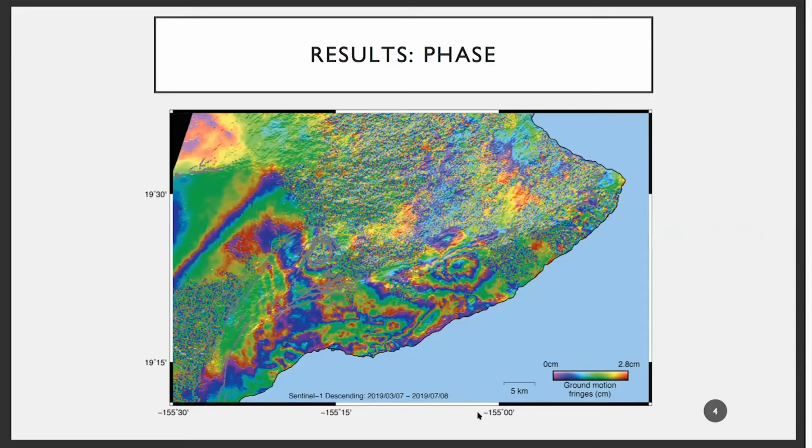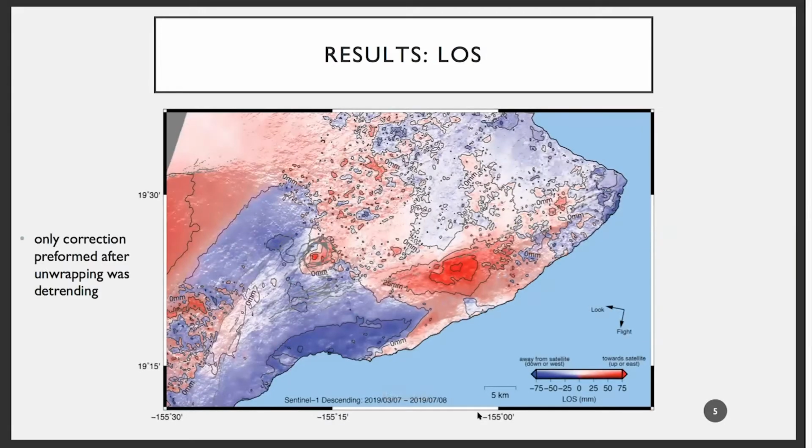And then I projected it into line of sight. These contours are 25 millimeters. So right here you have about 75 millimeters of deformation. Since this is a descending track, positive motion is towards the satellite, so that would be motion either up or east. And right here on Kilauea volcano, this is the summit of Kilauea, you have about 50 millimeters of deformation that it sees.